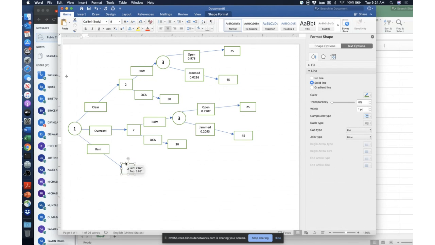Let me change the numbers. It can't be the same. 3, then 4, 5 here. Again, the order in which you write the numbers really doesn't matter. 6 here.